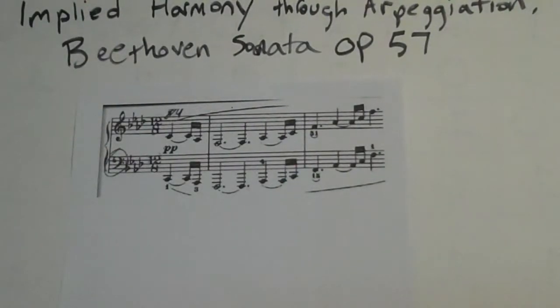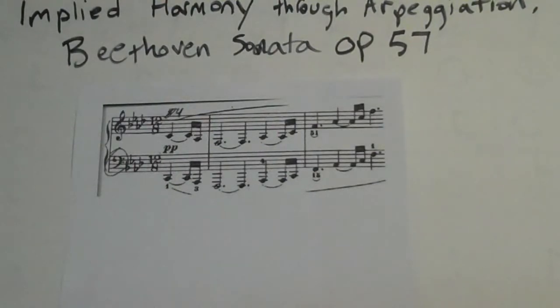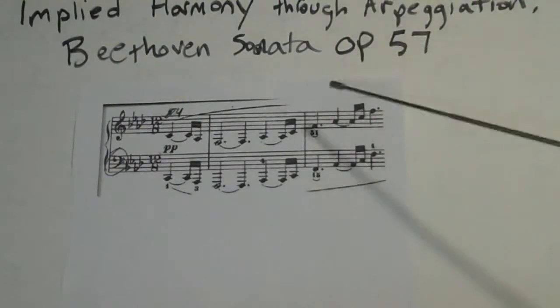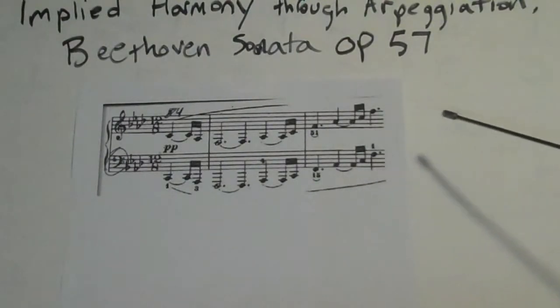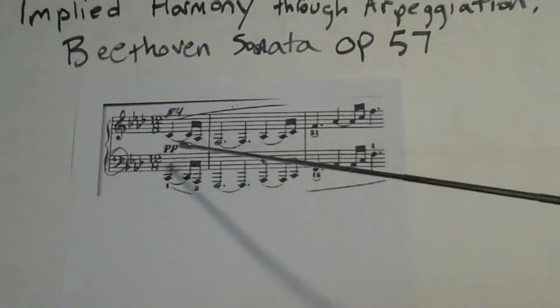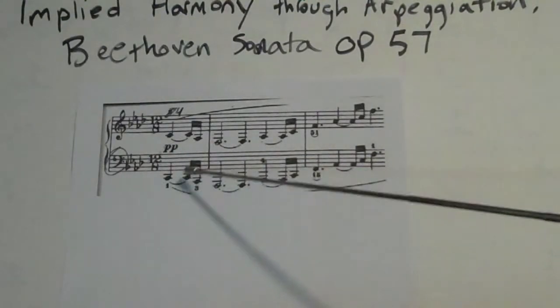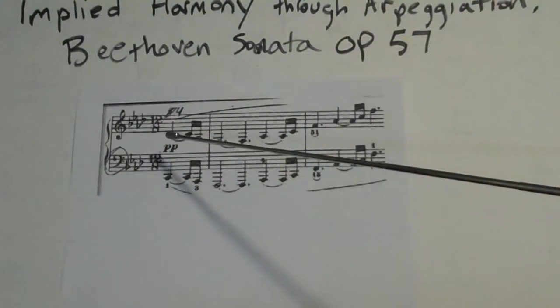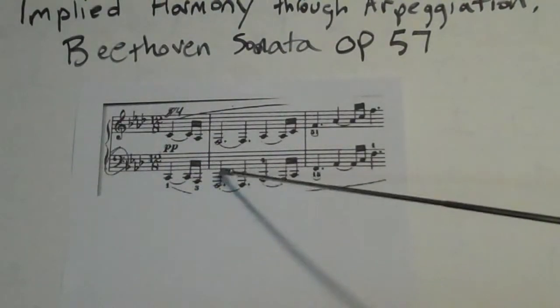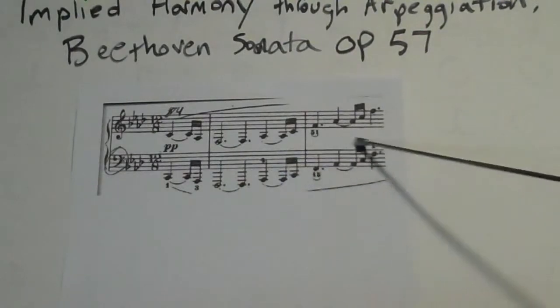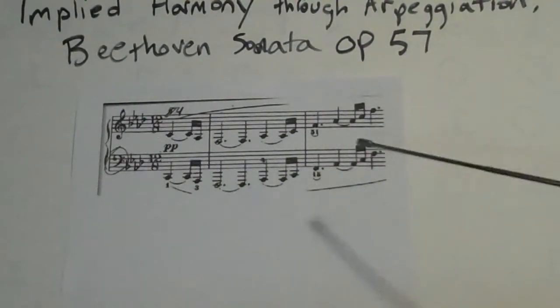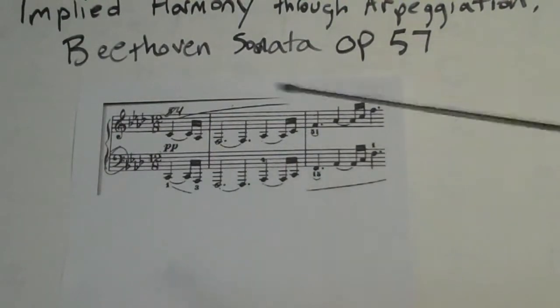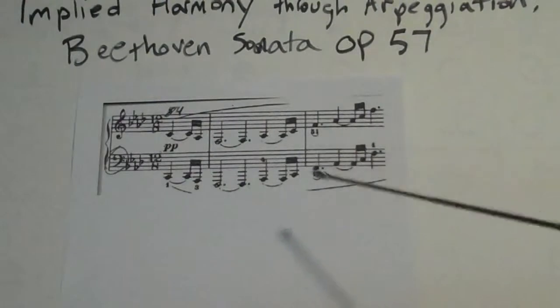So the first example of implied harmony versus direct harmony we see here in Beethoven's Opus 57 Sonata, which is in F minor. Now the opening of it is essentially just an arpeggiated F minor chord, both at the start and then it continues. It's basically an F minor arpeggio with different time values for the notes. But because of that, it serves as both melody and harmony.